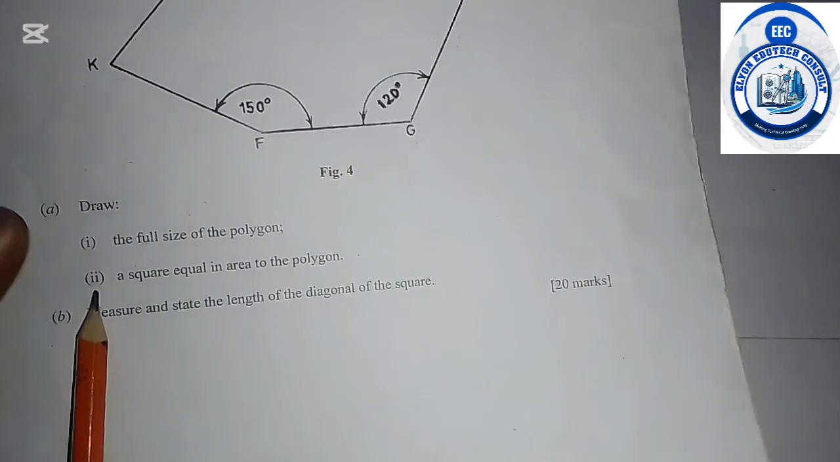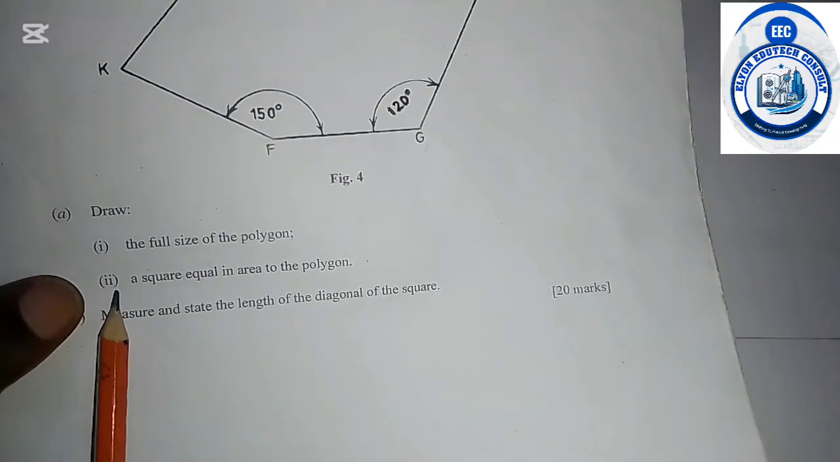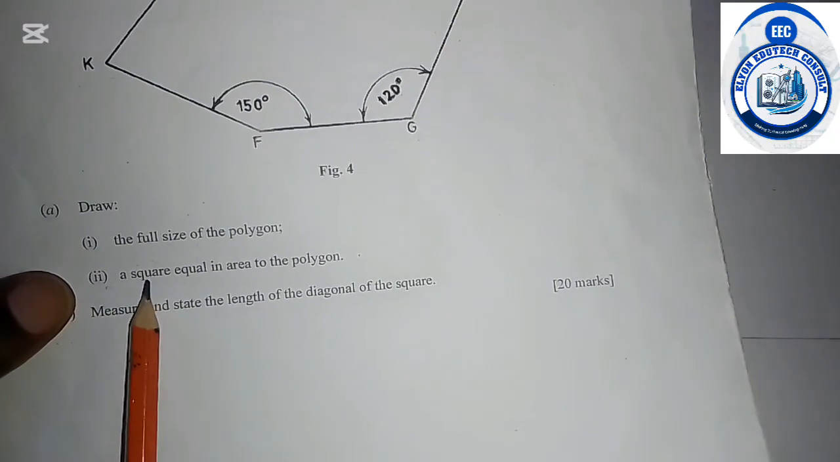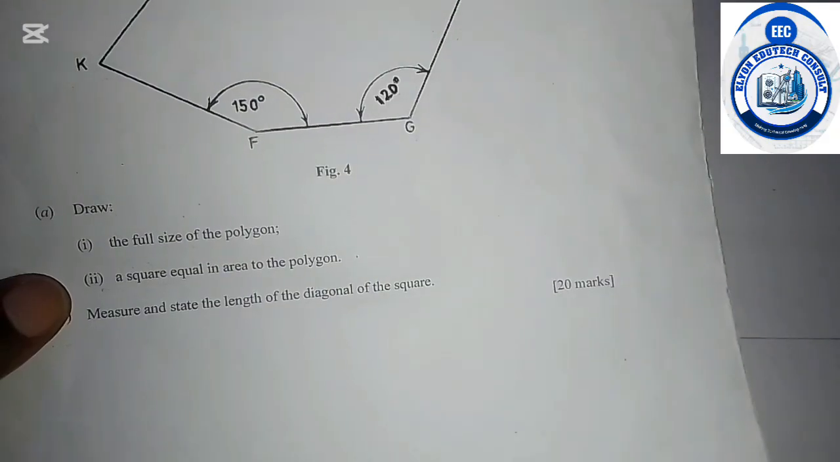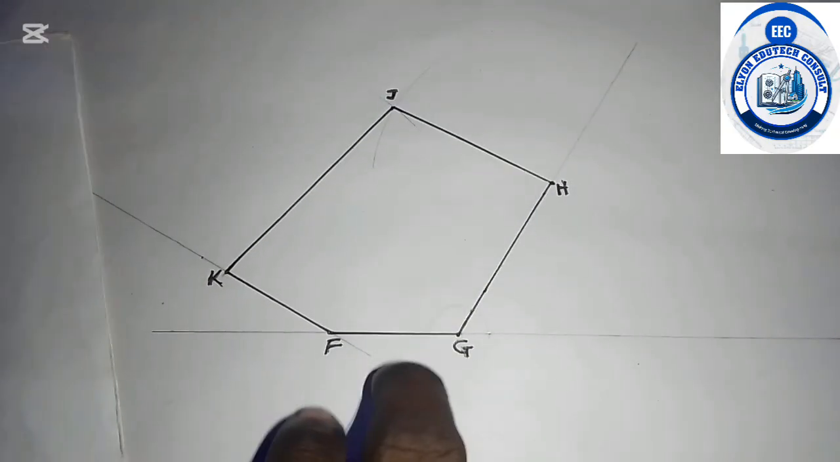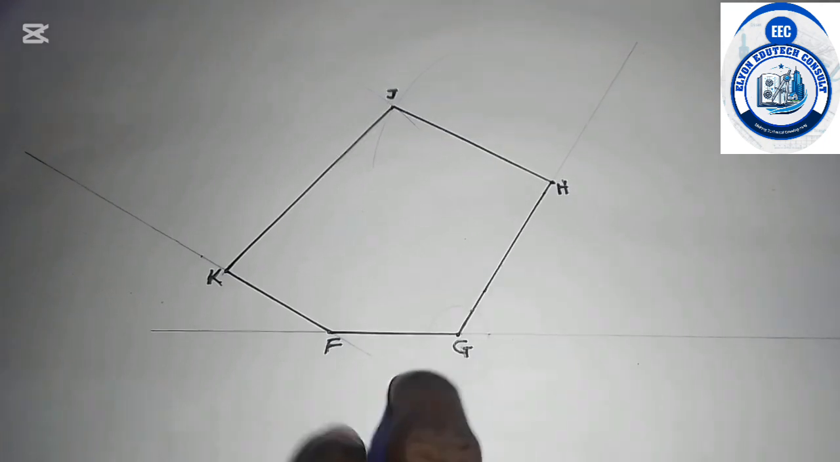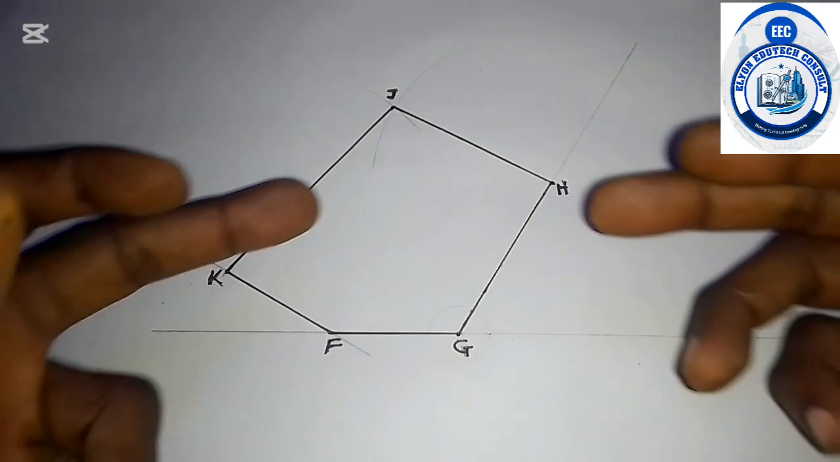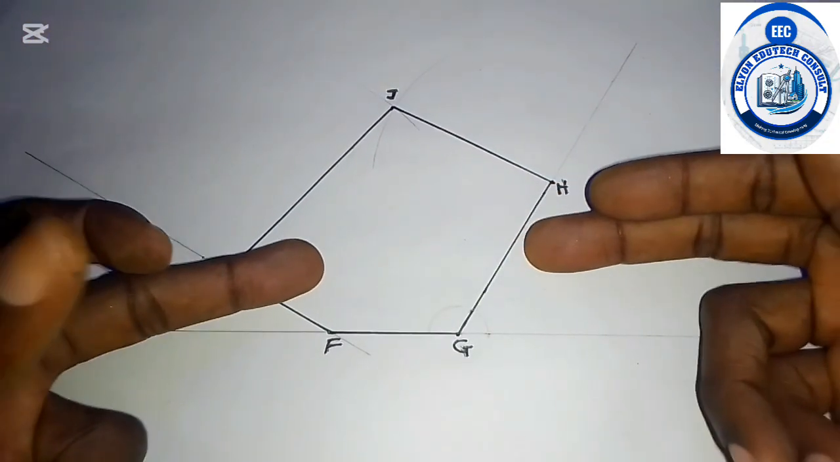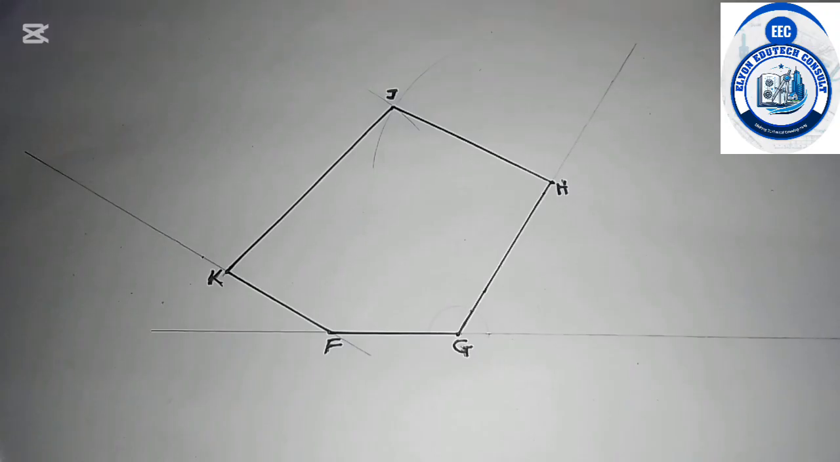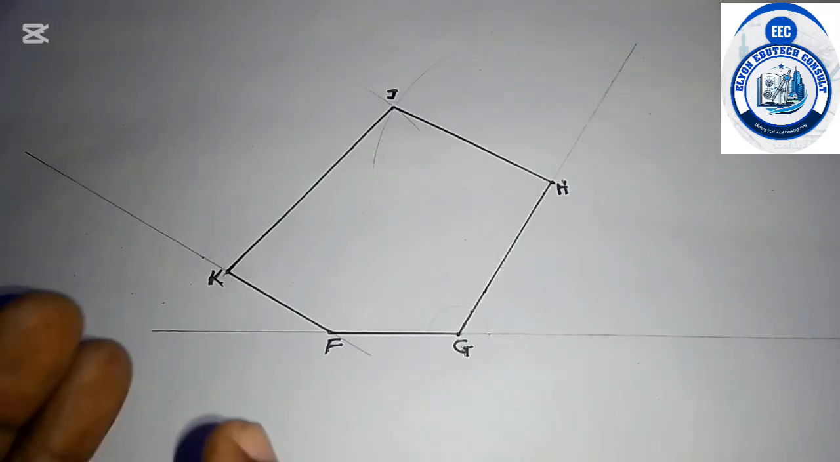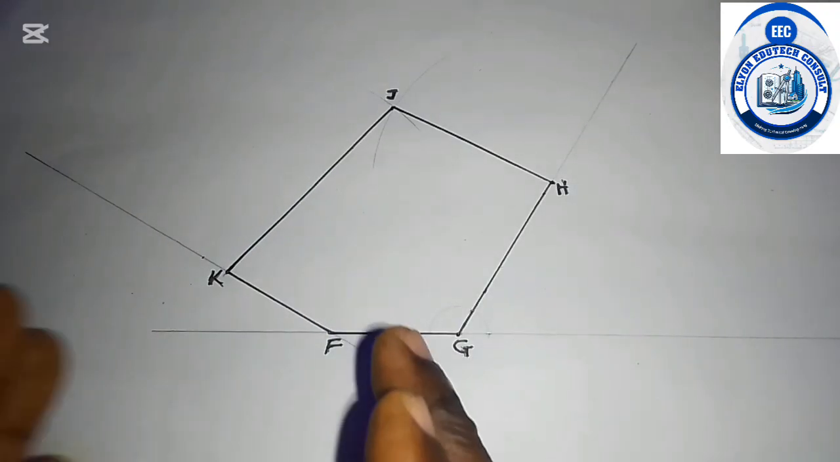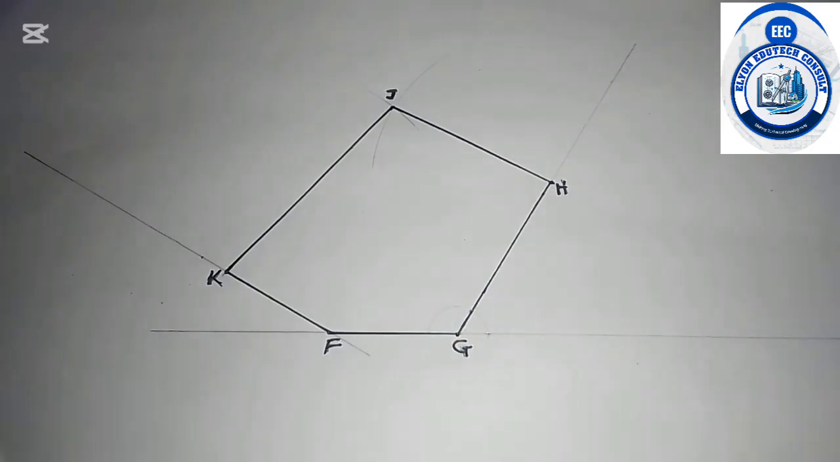So we proceed to the second one now, Roman figure 2. We are told to make a square equal in area to this polygon. We are to make a square out of this irregular polygon. So how do we do this? It is practically impossible to just convert this irregular pentagon to a square, so there are some processes that you have to follow.